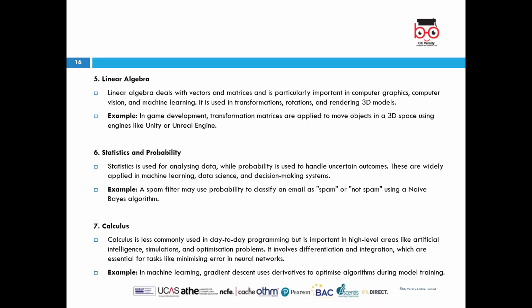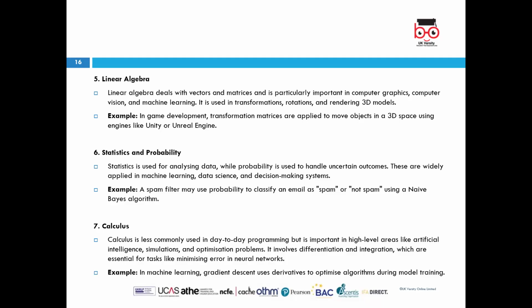Statistics and probability. Statistics is used for analyzing data, while probability is used to handle uncertain outcomes. These are widely applied in machine learning, data science, and decision-making systems. For example, a spam filter may use probability to classify an email as spam or not spam, using a naive Bayes algorithm.